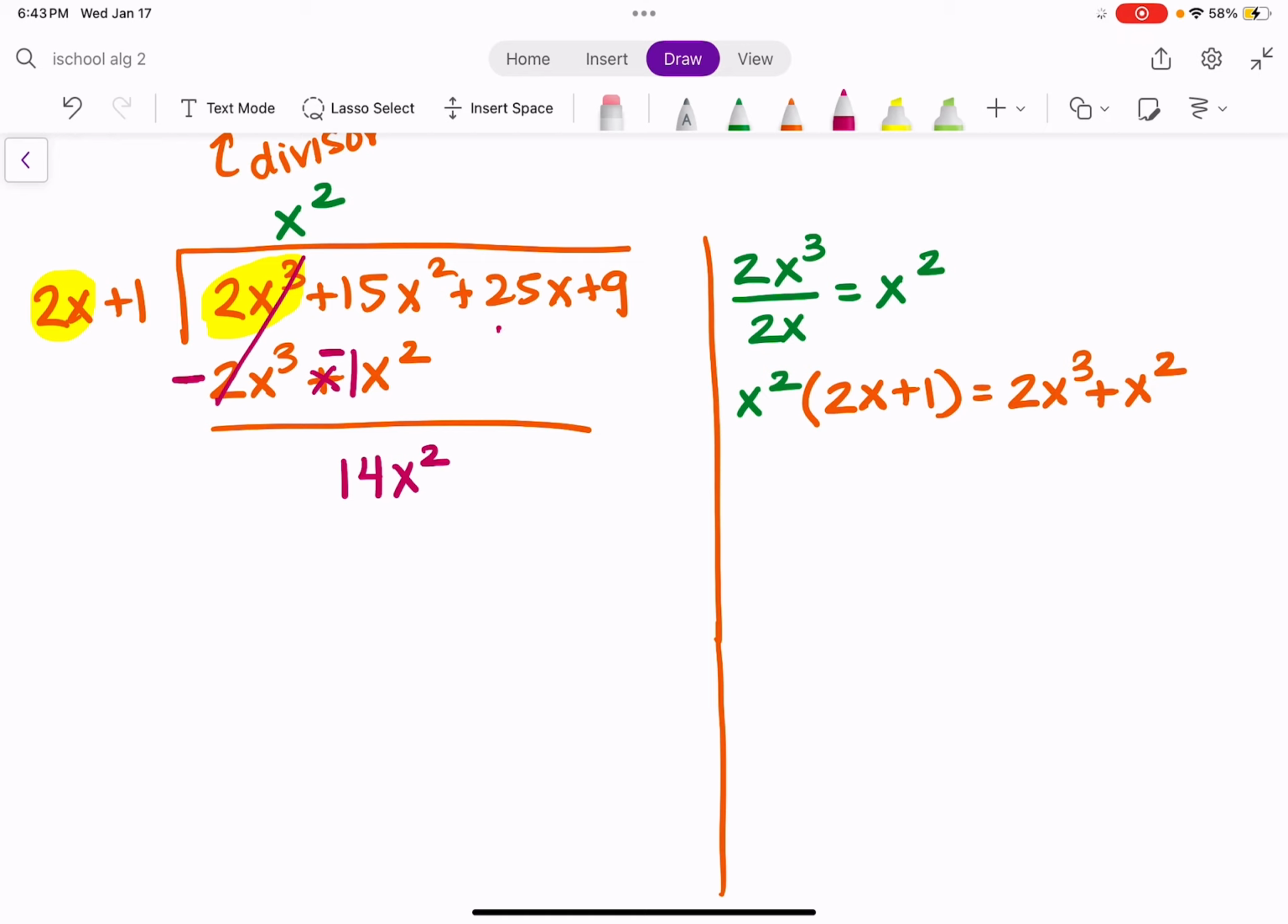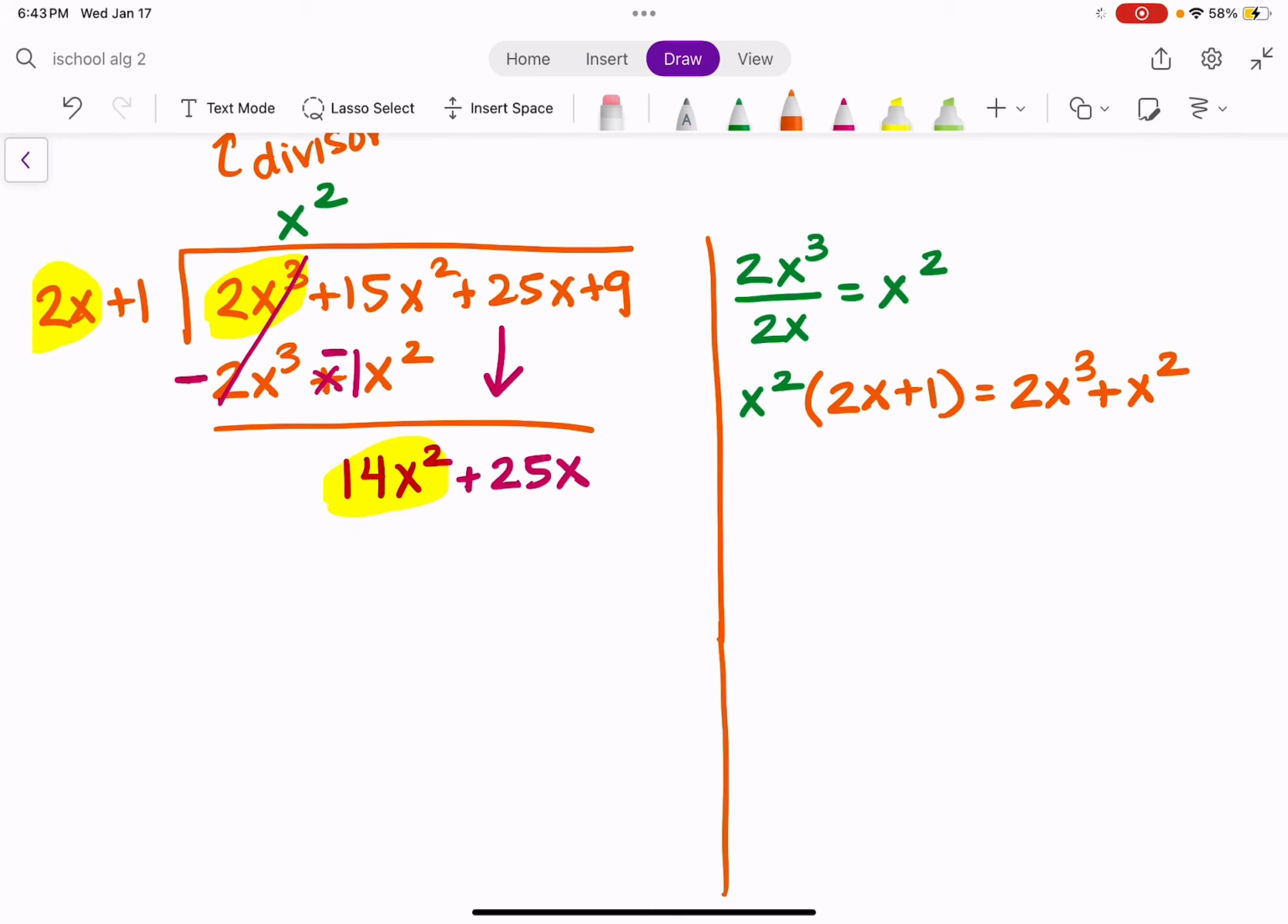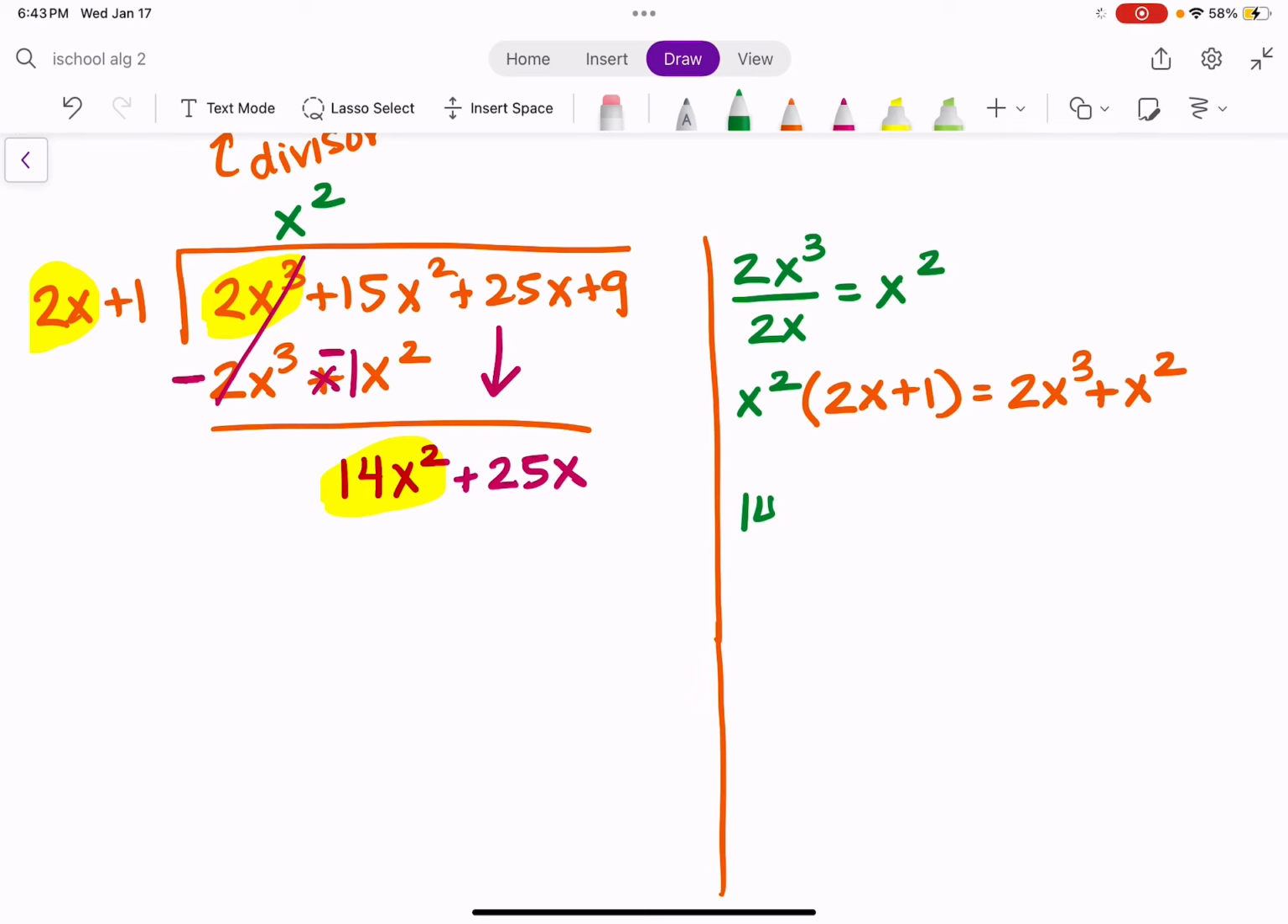And then you're going to just bring down your next term. So my next term is 25x. And now you're going to start the process over again, okay? So you're going to take the first thing on the inside and divide it by the first thing on the outside. So again, back in green. So we have 14x squared divided by 2x. That's going to give us 7x. It's a positive 7x. That's going to become part of our answer, our quotient.